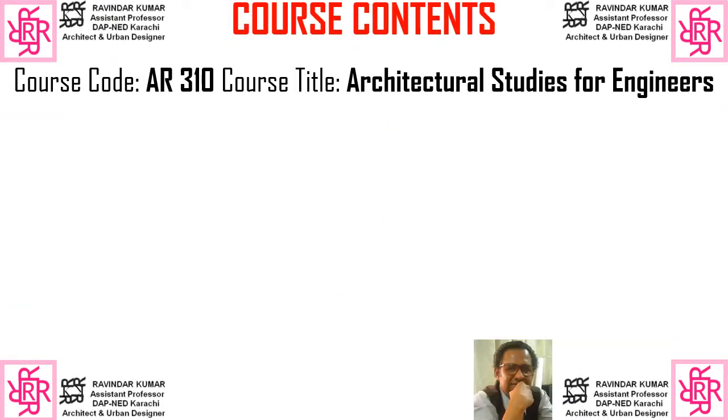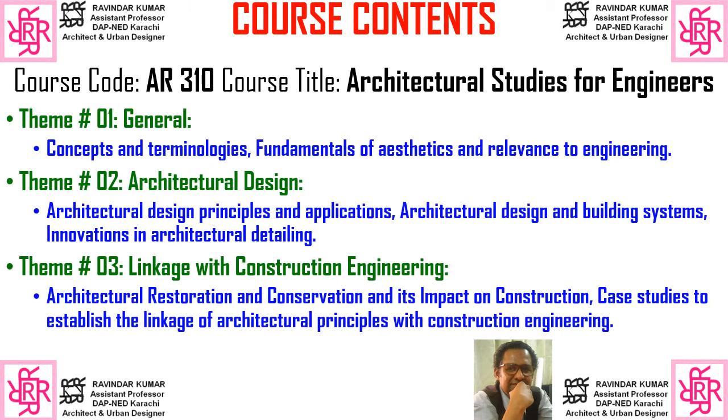First of all, let's understand what are the course contents that we have to learn in this course. There are 3 themes in this course. One is general, where we learn about the concepts and terminologies used in architectural studies for engineers. Then we focus on fundamentals of aesthetics and relevance of aesthetics to engineering.